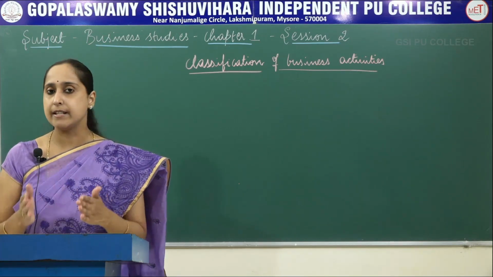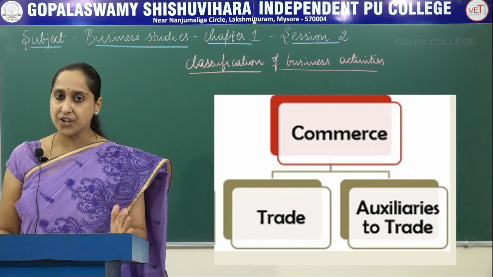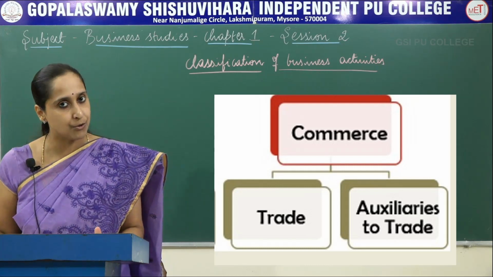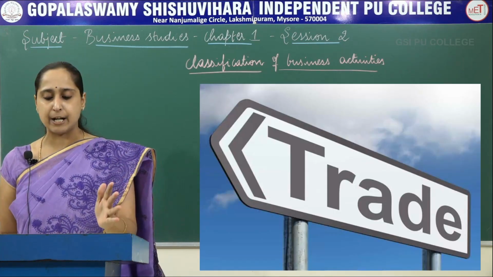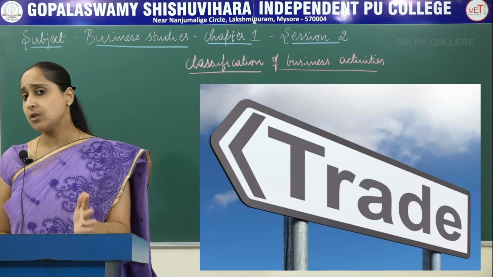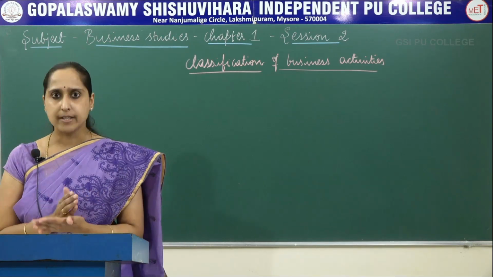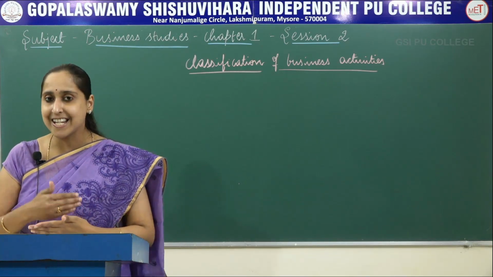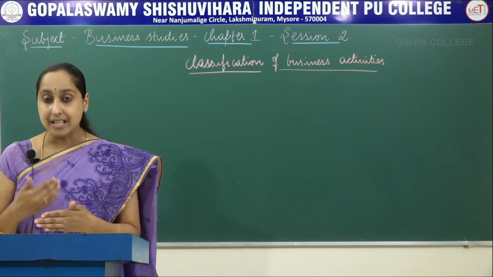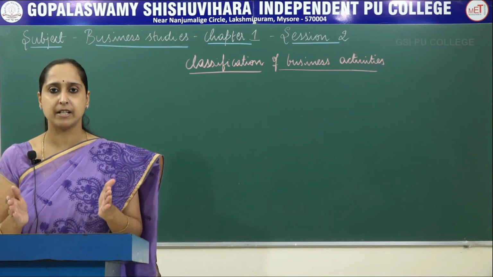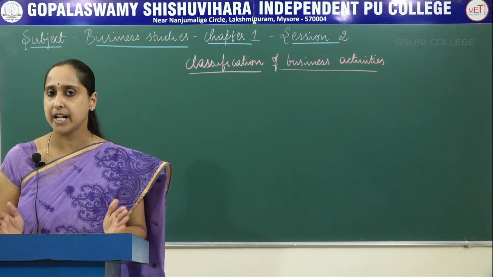Under commerce you can see there are 2 types. One is trade and another one is auxiliaries to trade. So what is trade? Trade means buying and selling of goods. So what is auxiliaries to trade? Auxiliaries to trade means assisting trade. Buying and selling of goods ಗೆ ಏನು ಹೆಲ್ಪ್ ಬೇಕು, ಅಸಿಸ್ಟೆನ್ಸ್ ಬೇಕು ಅದನ್ನು ಪ್ರೊವೈಡ್ ಮಾಡೋದಕ್ಕೆ ನಾವು auxiliaries to trade ಅಂತ ಕರಿತೀವಿ.